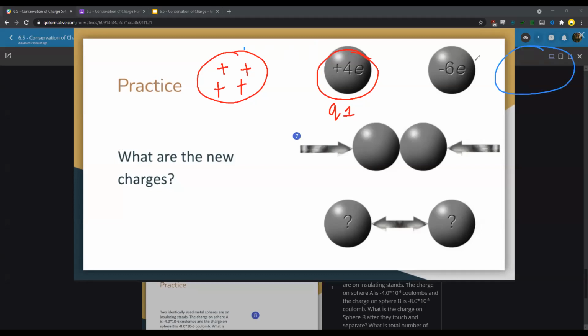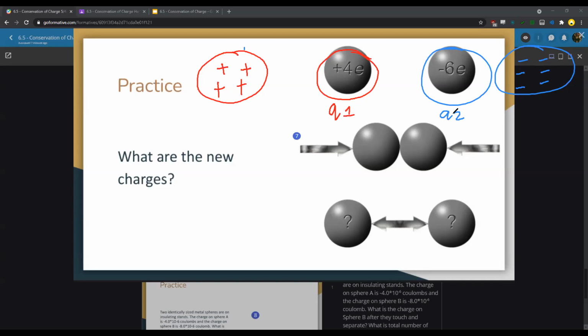What about this side? What does negative 6e mean? Yeah, the negative means electrons, and since it says 6, you have 6 of them. The E means elementary charge. So again, you have 6 electrons. Now here's the tricky part with diagrams. This is the convoluted part. I really don't like diagrams, but I cover it anyway, because then you realize how much easier it is if you just do it using math.